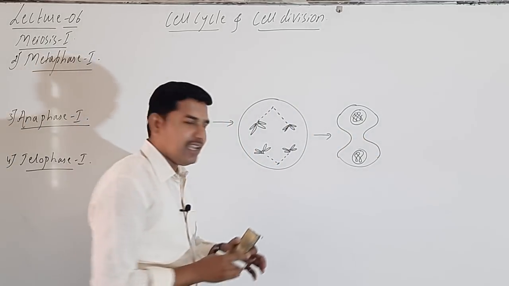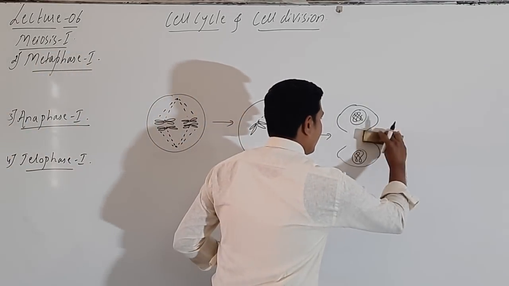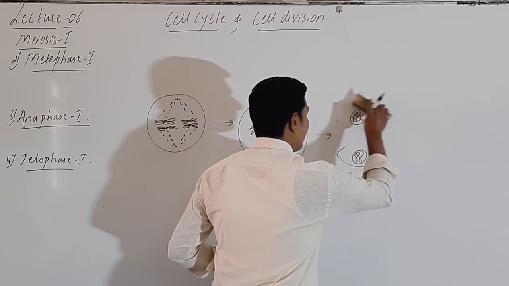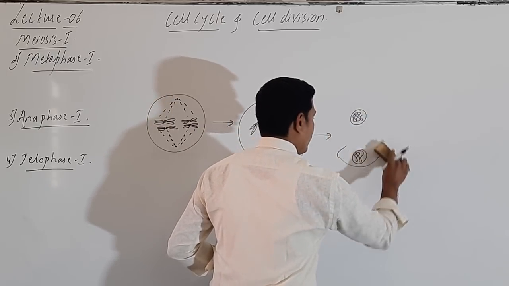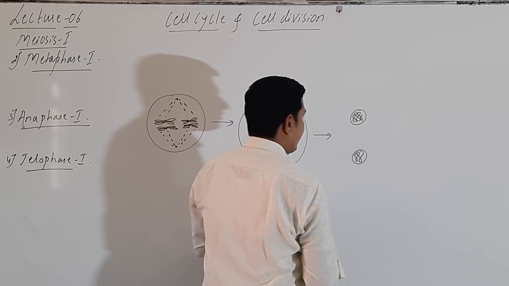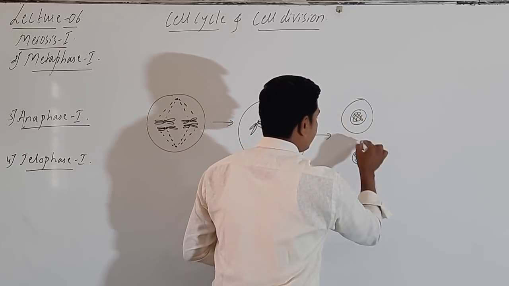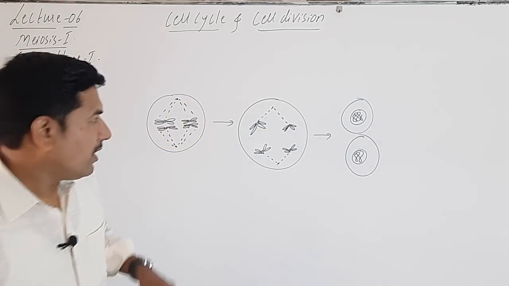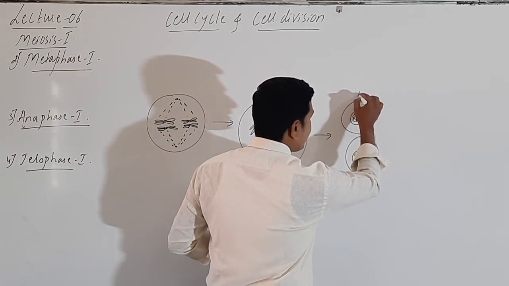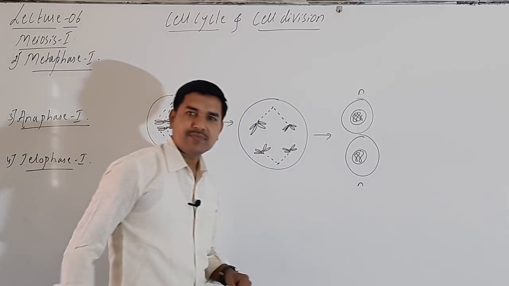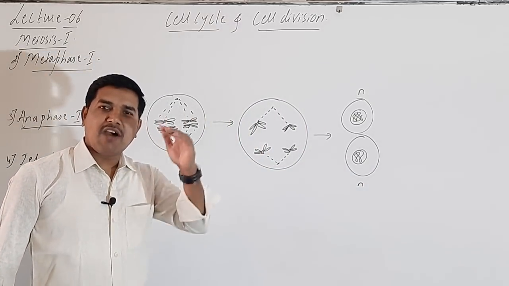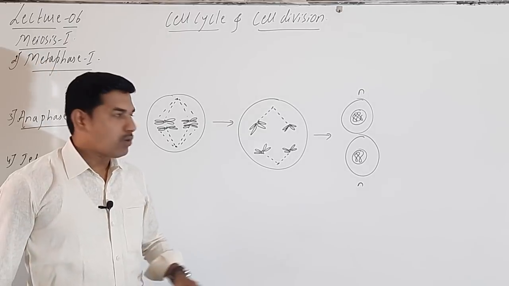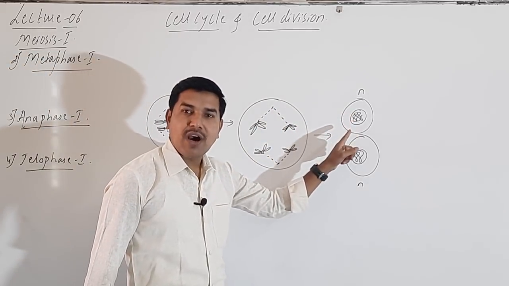Then finally the furrow gets totally deepened to form into what? 2 cells. Finally it forms into 2 cells. But the number of chromosomes here is n. N means half. It is a reductional division. The chromosomal number gets reduced to half here.